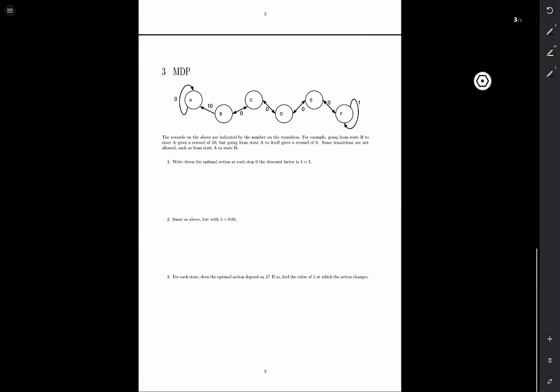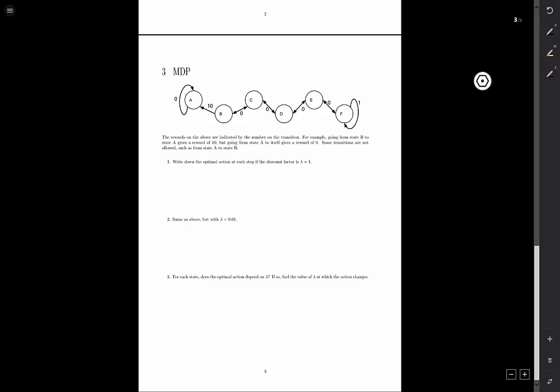Okay, now we're moving on to a problem with Markov decision processes. Our Markov decision process is given by this diagram right here, and let's read through it. The rewards are indicated by the number on the transition. For example, going from state B to A gives a reward of 10. So B to A gives 10. But if you're in A and you go back to A, it's 0. That's this arc. Some transitions are not allowed from A to B. There's no arrow from A to B, so that means we can't do that.